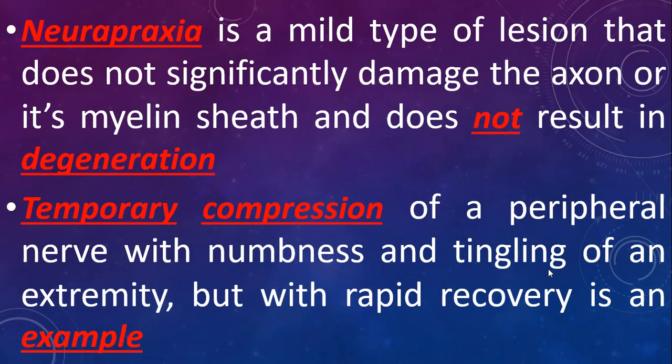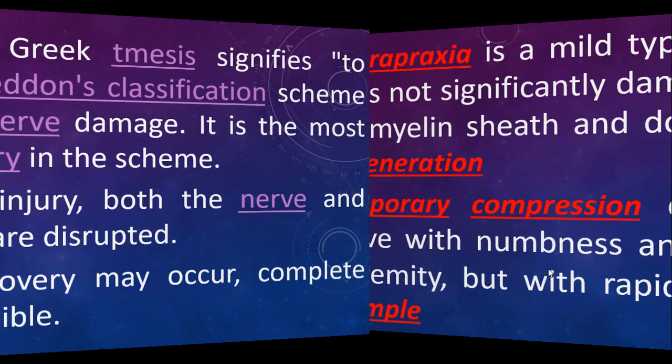Neuropraxia is a mild type of lesion that doesn't significantly damage the axon or its myelin sheath and doesn't result in degeneration. For example, temporary compression of a peripheral nerve with numbness and tingling of an extremity, but with rapid recovery. Again, it is an example of neuropraxia, temporary compression of the peripheral nerve with numbness and tingling of an extremity.